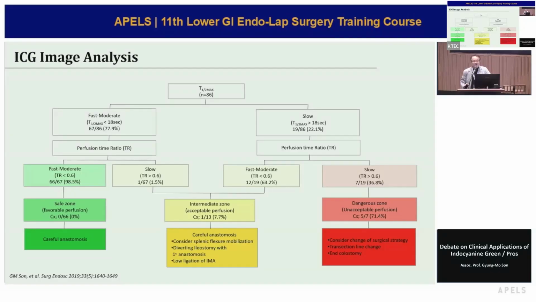Actually, in the initial period of this study, I didn't know the safe level of ICG, so I just injected ICG, and when I saw the ICG, I tried the anastomosis, and after that I had several cases of anastomotic complications. But right now, we can change the transection line, and we can choose the good perfusion segment for anastomosis, and then we can move these dangerous patients to the safe group.